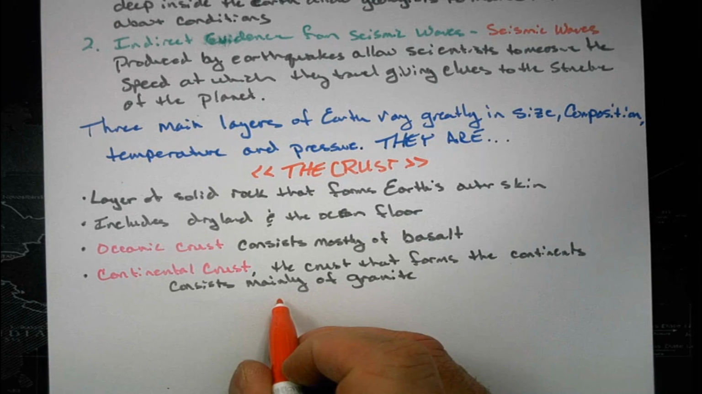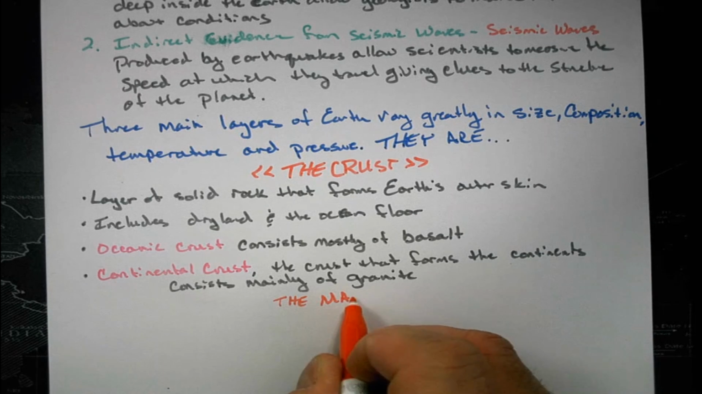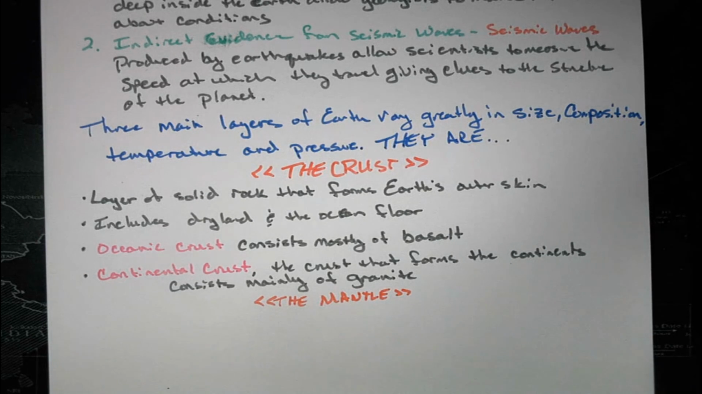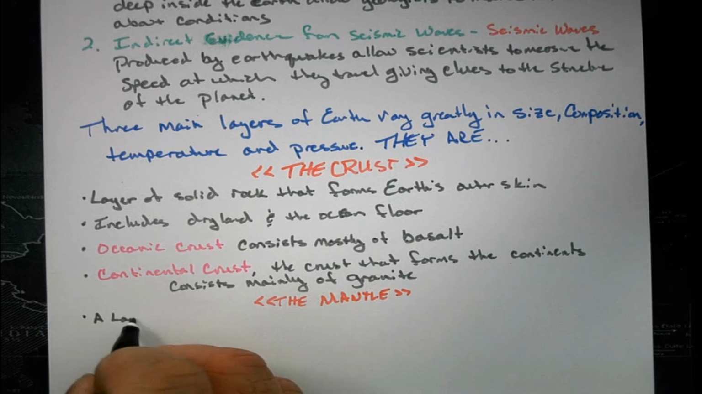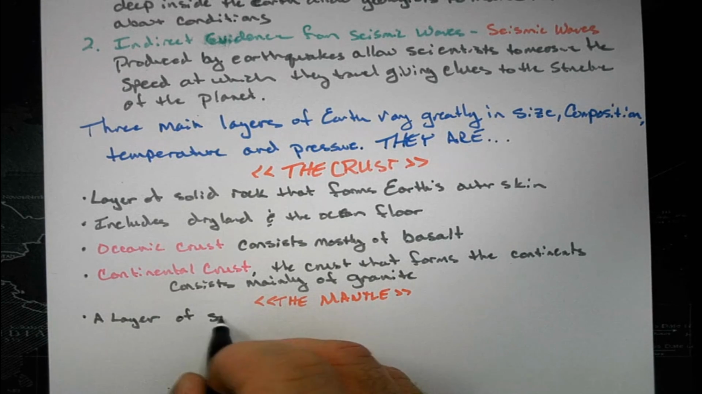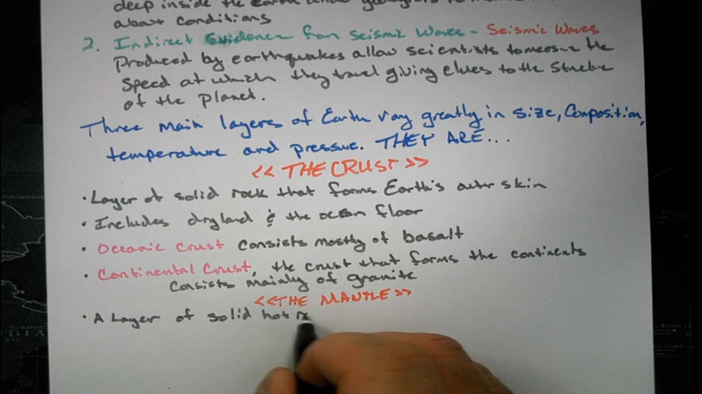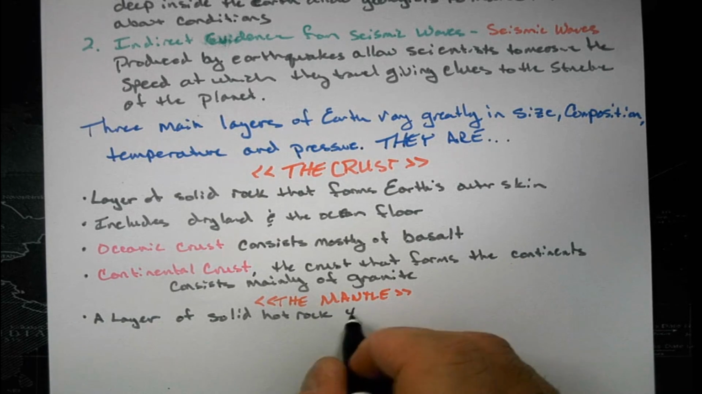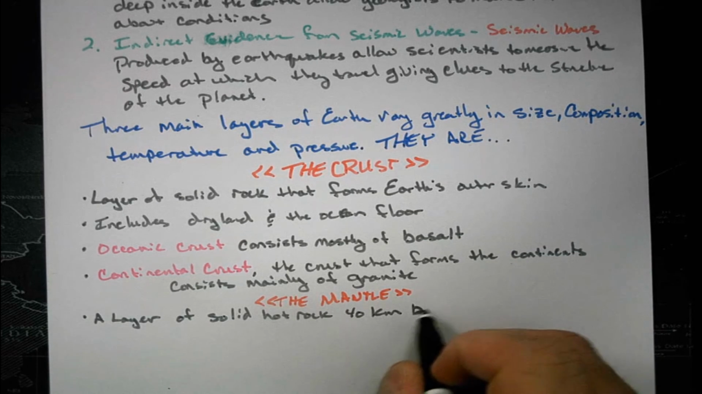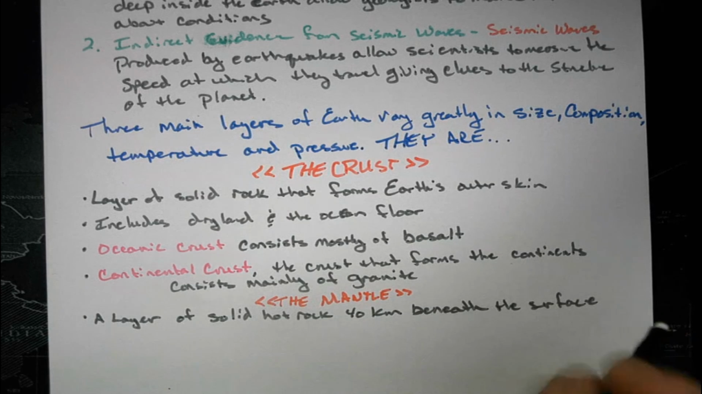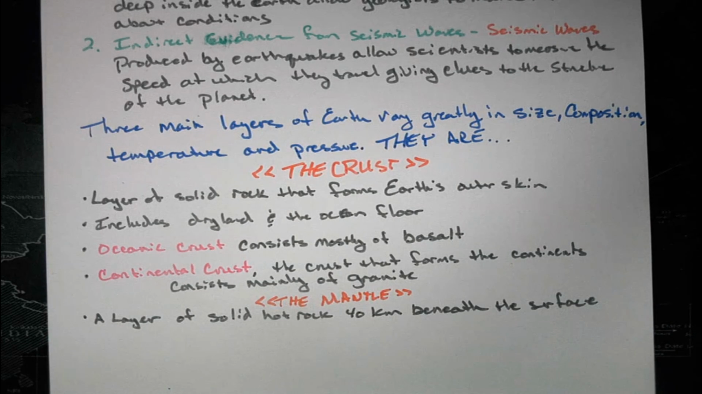Okay. Then we have the mantle. The mantle is a layer of solid hot rock 40 kilometers beneath the surface on average, and it is divided into layers.